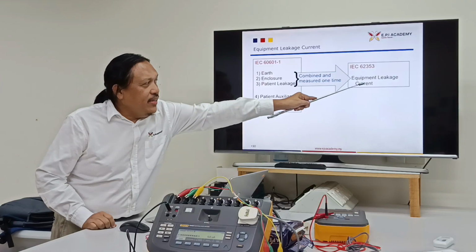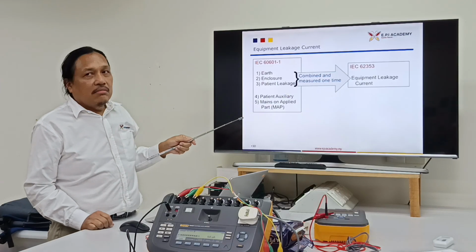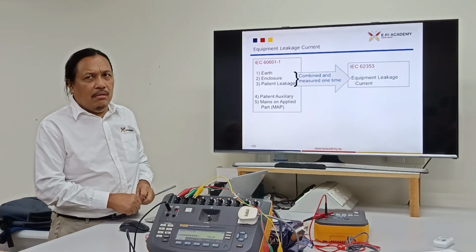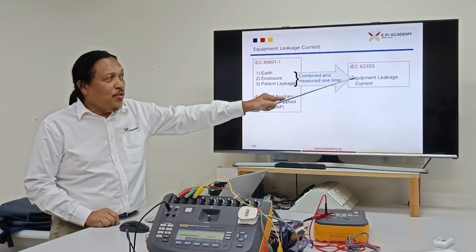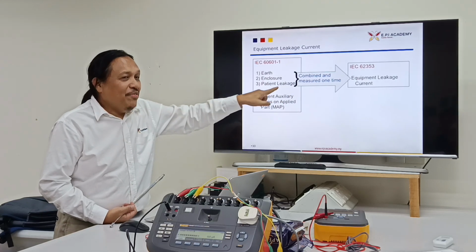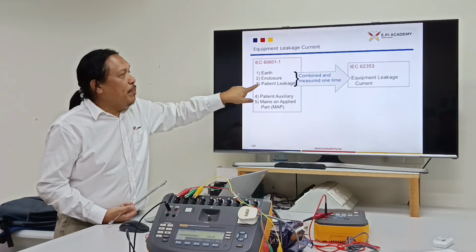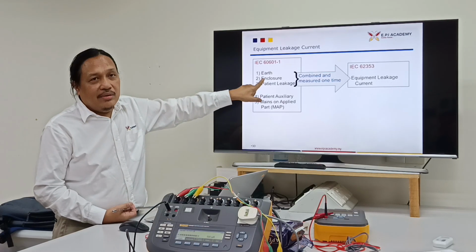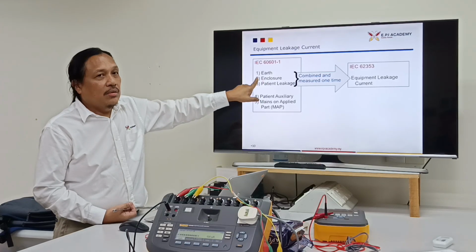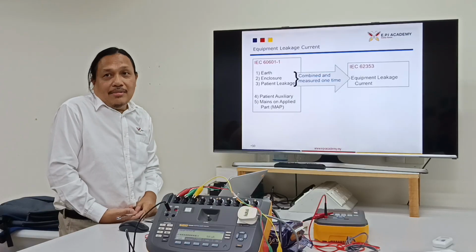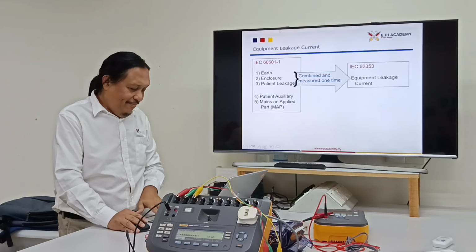So which one is a higher value? Equipment leakage or earth leakage? Most likely equipment, because it's combined, it includes this. If the equipment you're testing doesn't have a proper part, so this is missing now. Maybe it has an enclosure. How about if it doesn't have an enclosure? Then earth leakage is equal to equipment leakage. Correct.